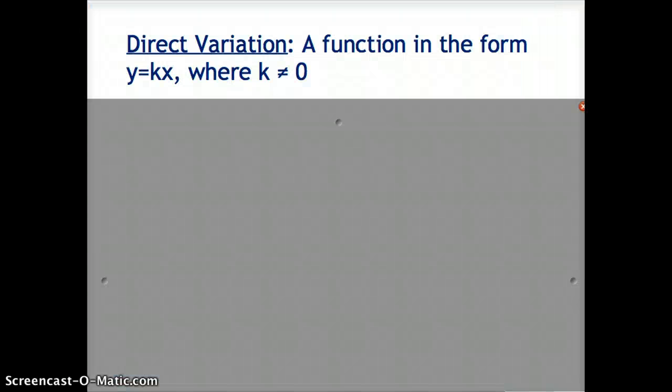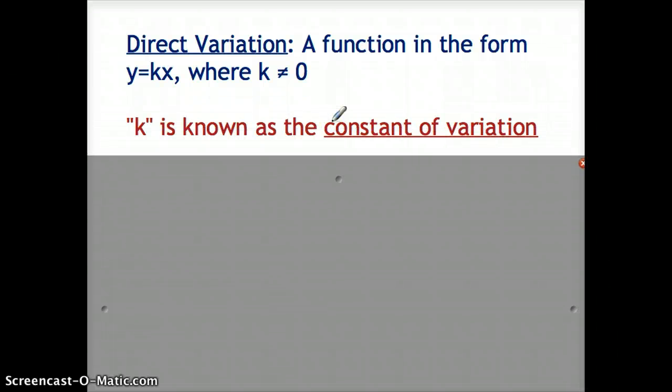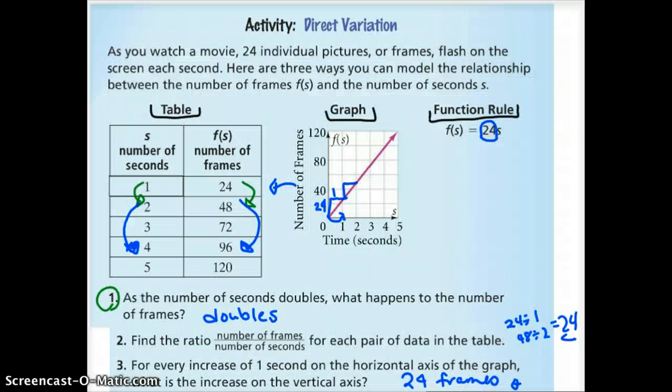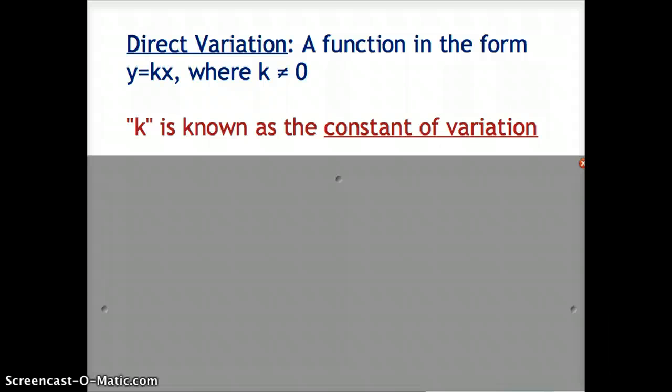Okay, this was a specific example of a direct variation. A direct variation is a function. It is always in this form, y equals k times x, and k does not equal 0. So y equals kx, that's the equation that we're going to write for a direct variation. k is known as the constant of variation. So notice when I looked back at this table, I said, hey, when you divide frames by seconds, you always get this constant ratio. That ratio, in that case, would be 24. That's our value of k, that constant of variation.